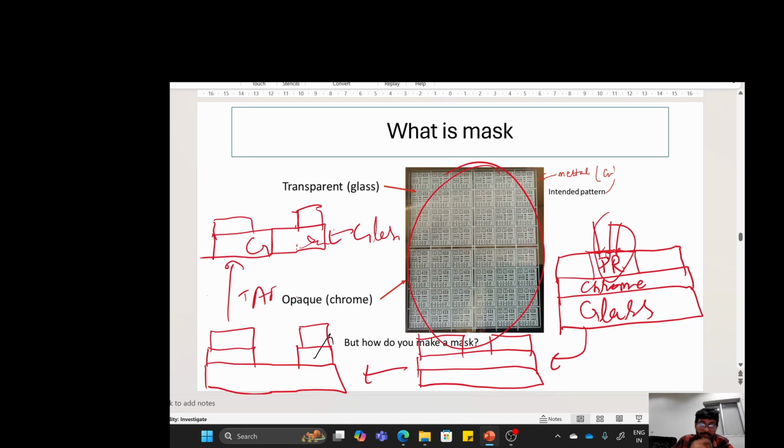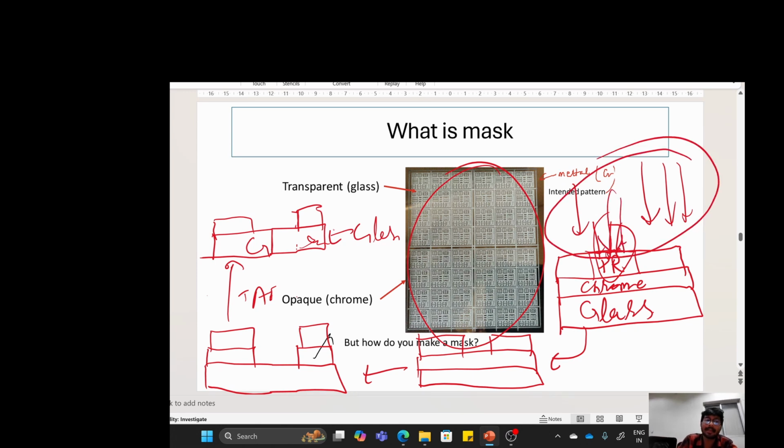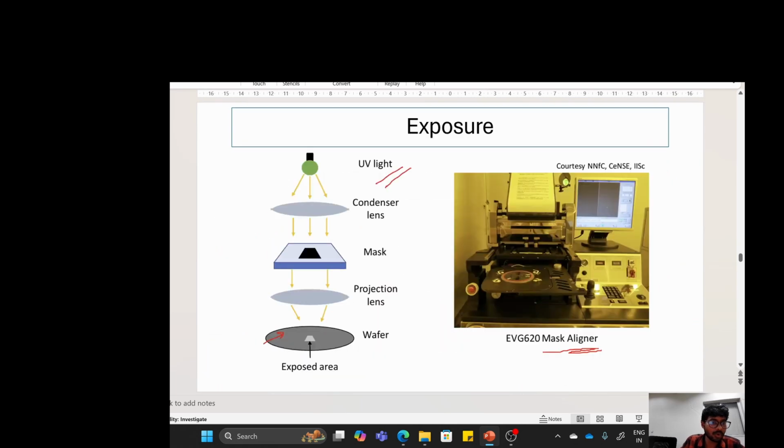After acetone, do we go to the Heidelberg instrument? No, this initial stage we do with the Heidelberg. The laser that you shine is the Heidelberg. After that, you go to this tool, the mask aligner, for exposure. So this is the mask.